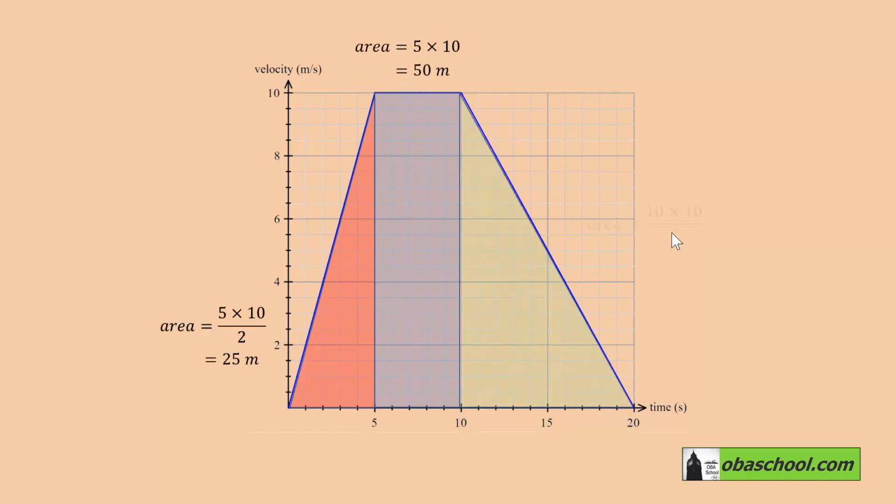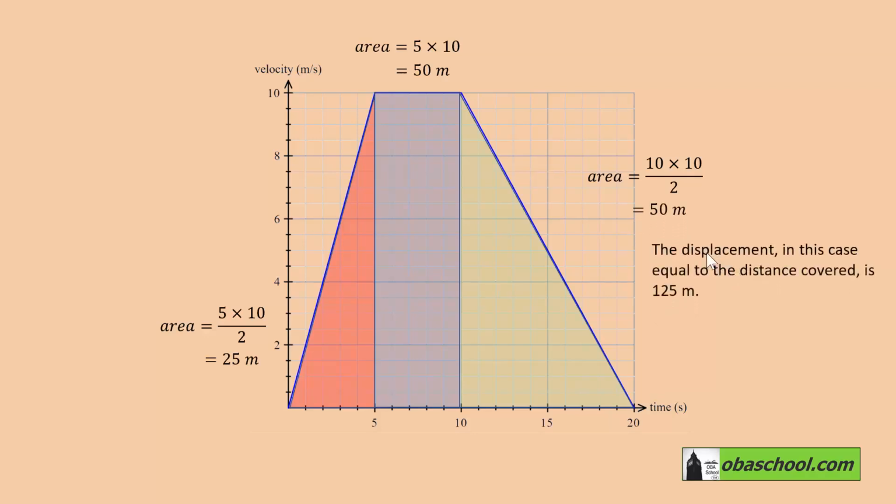And then we've got this triangle, and the area is 10 times 10 divided by 2. Base is 10, height is 10, and that also is 50. And therefore the displacement in this case is equal to the distance covered because the particle was always to the same side of its start point, and that's going to be 125 meters, so we just added up those 3 areas. We'll have a look at a situation where the displacement and distance are not equal in the examples to follow.